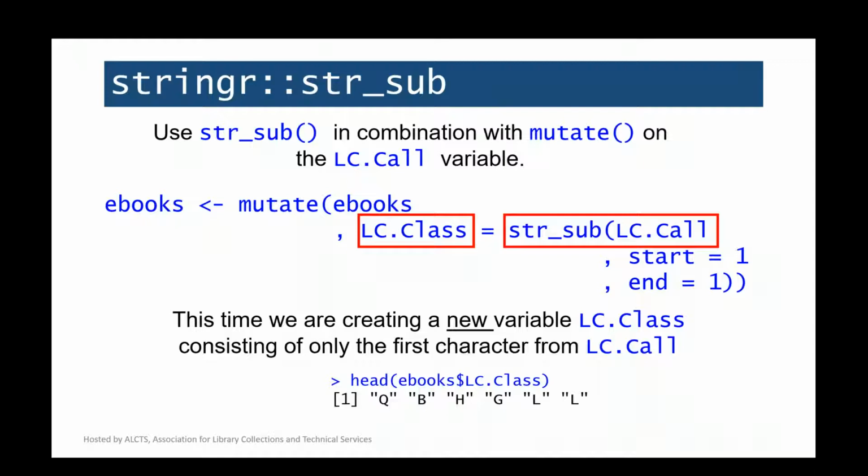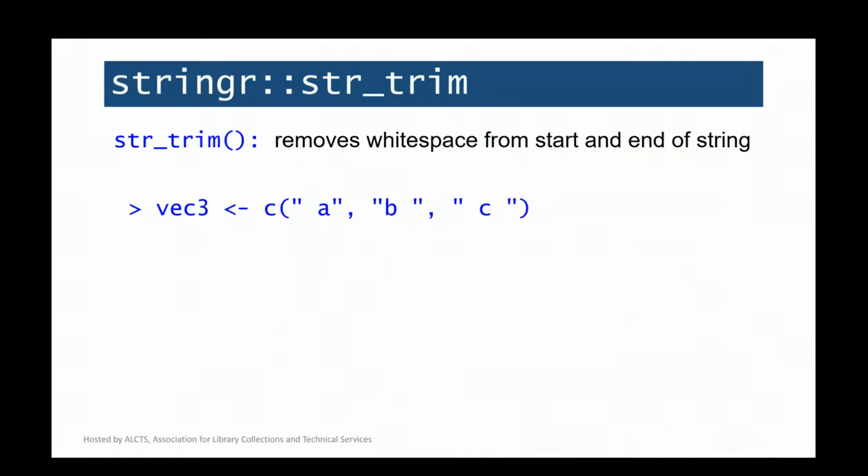After I do that, I would just call head on it. What head does is just print out the first 6 elements of a vector. So I'll call head on it, and it shows that now I have my LC call number class. And that is going to be very powerful and useful, as we'll see. We're going to use this LC class to run some visualizations on our data and some analysis. So that's string sub. 2 more functions in stringr I want to review.